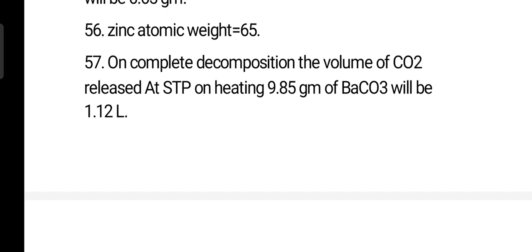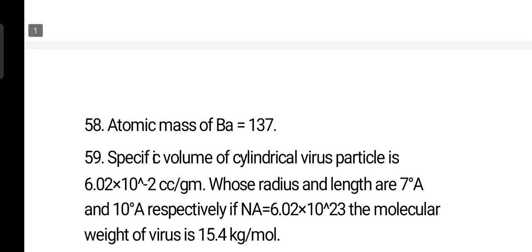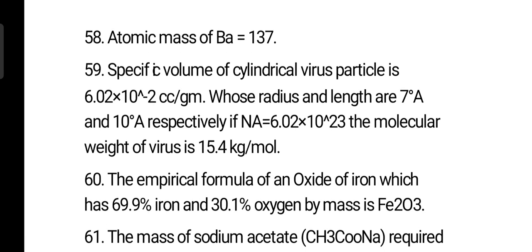Zinc atomic weight is equal to 65. On complete decomposition, the volume of CO2 released at STP on heating 9.85 gram of BaCO3 will be 1.12 L. Atomic mass of Ba is equal to 137.